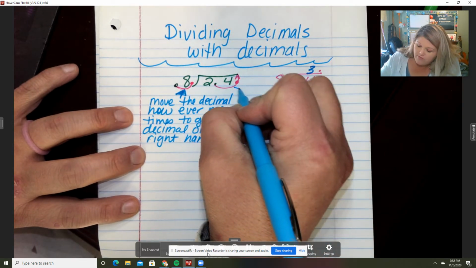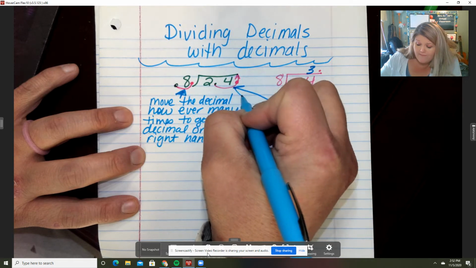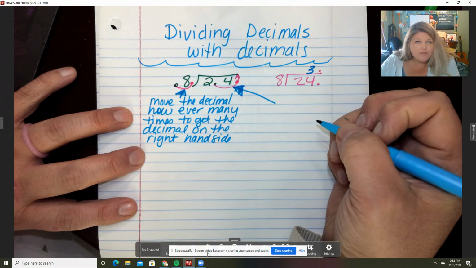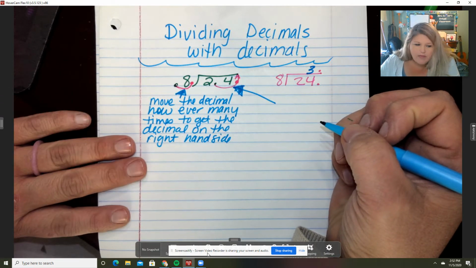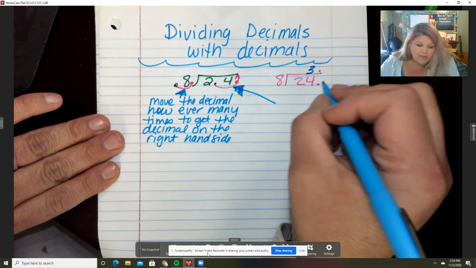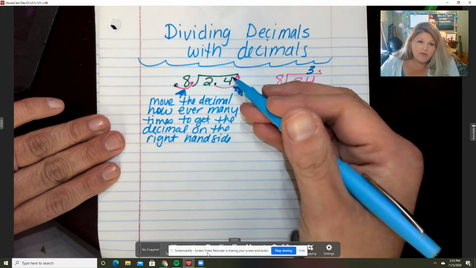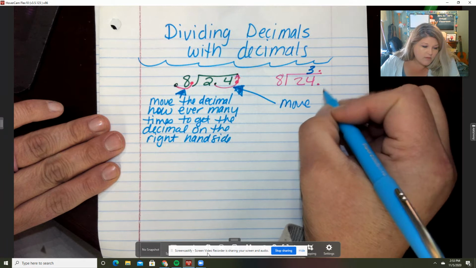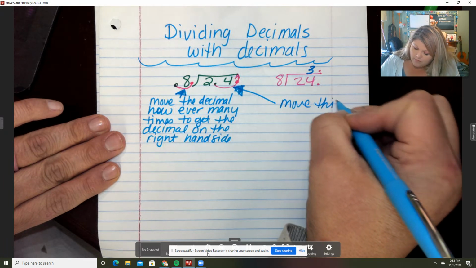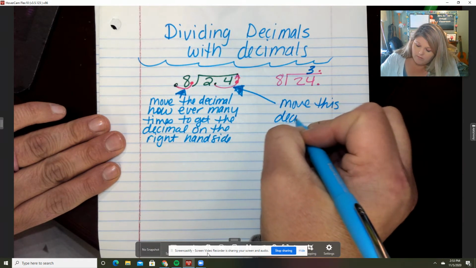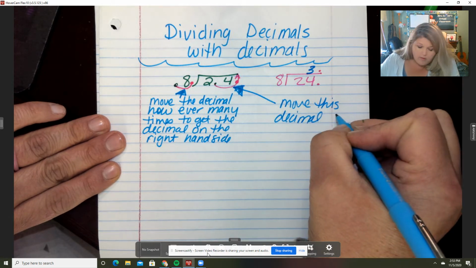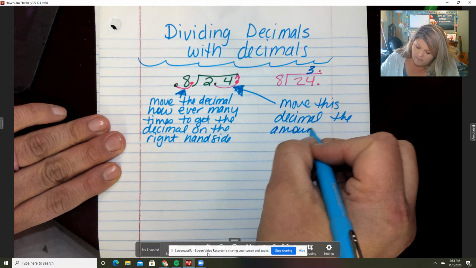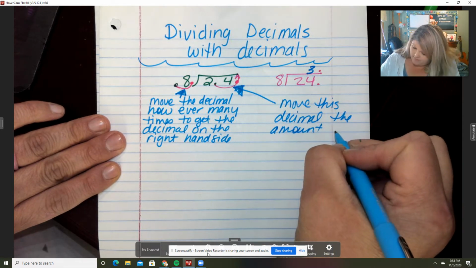Then you have to, this side's going to be jealous if you don't do the exact same thing to it. So these numbers can just be so catty. So you've got to do it. What you do to this, you got to do to that. So you're going to move this decimal the same amount of times.